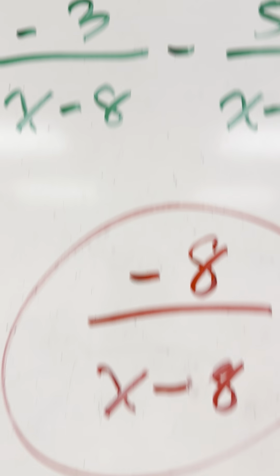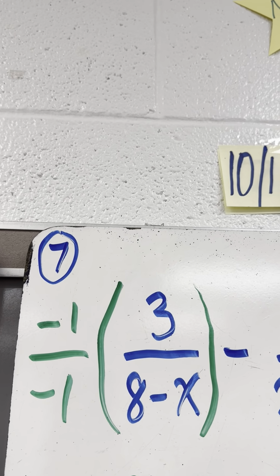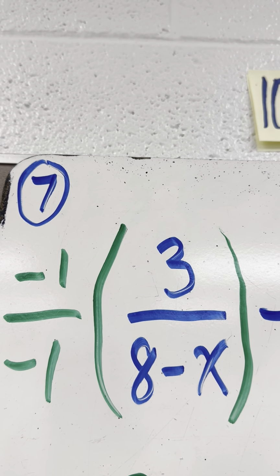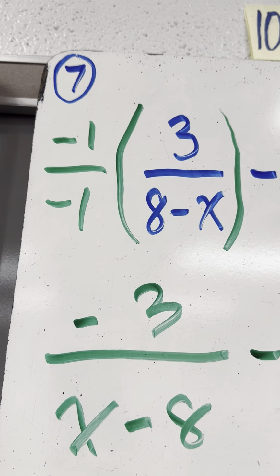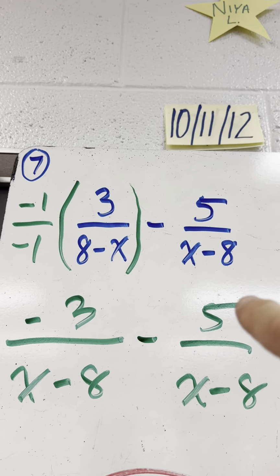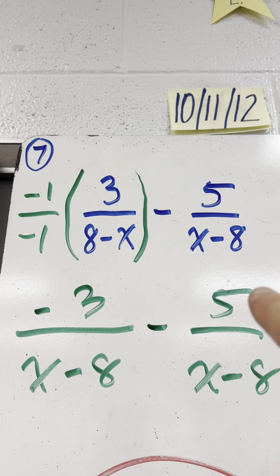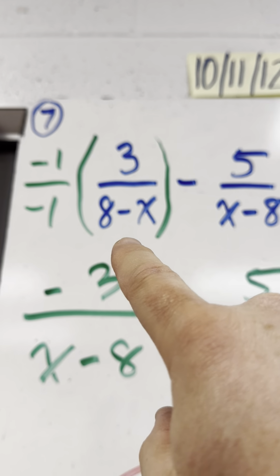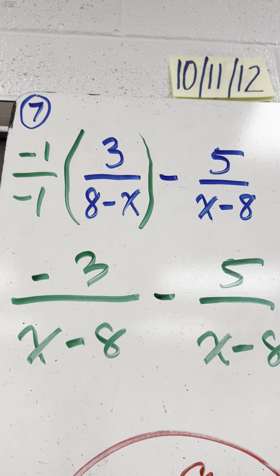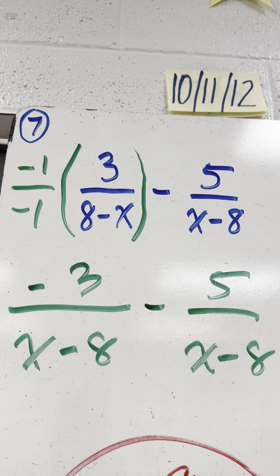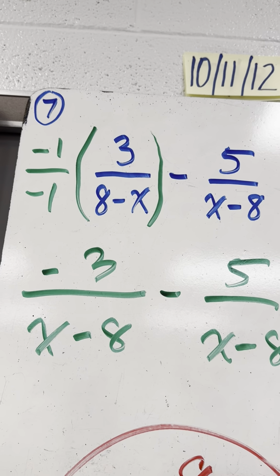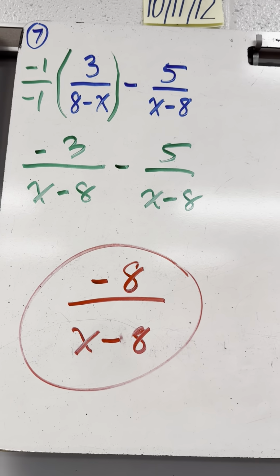So here's what we're going to do with this problem. We're going to multiply negative 1 over negative 1 times 3 over 8 minus x. And that's going to give us negative 3 over x minus 8, which is going to now match the denominator here. If this combination is backwards from this combination, you're going to multiply by negative 1 over negative 1 so you can get the denominators to match. Okay? So you have negative 3 now minus 5, which makes negative 8 over x minus 8.